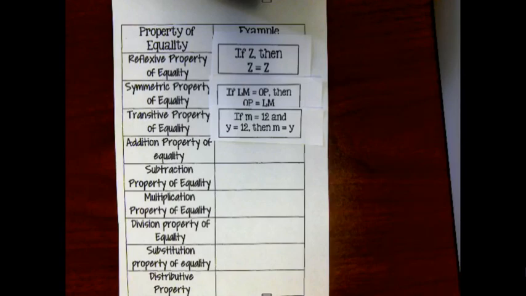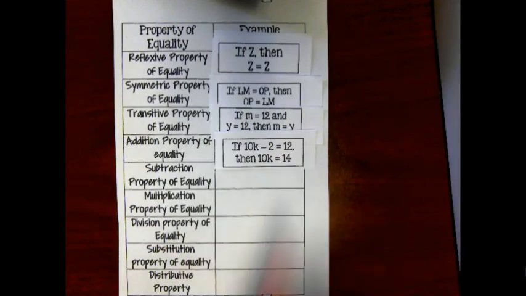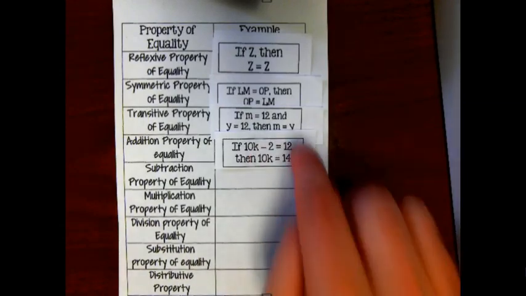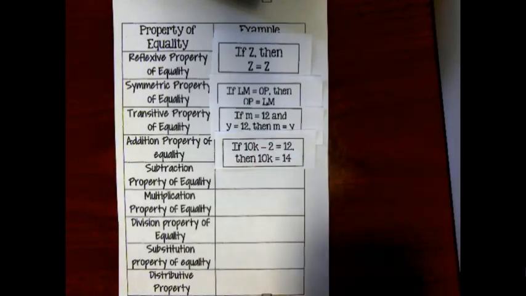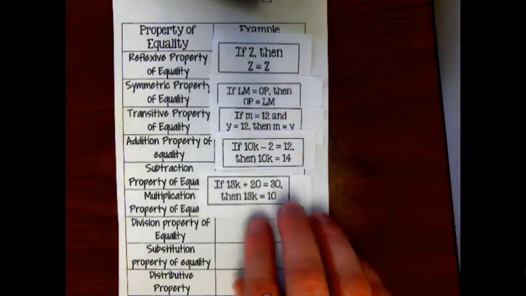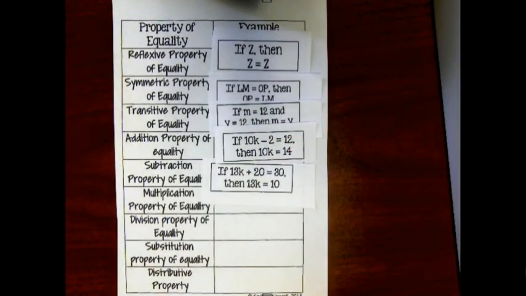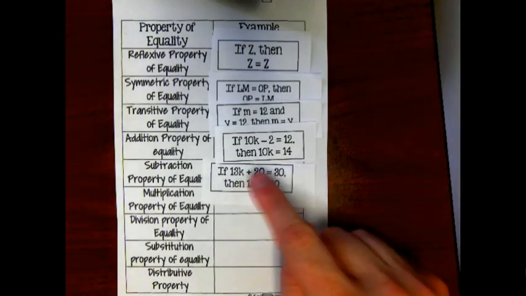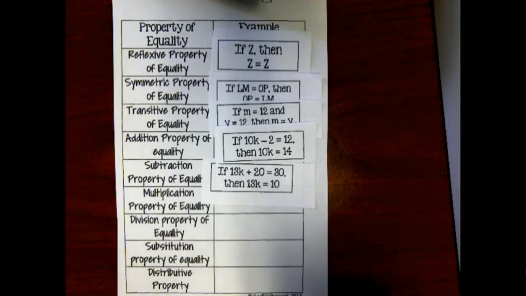Addition property of equality. If 10k minus 2 equals 12, then 10k equals 14, because I can add 2 to both sides. I add 2 to get rid of this minus 2. 12 plus 2 is 14, and that negative 2 cancels out. So 10k equals 14. Subtraction property of equality. If 13k plus 20 equals 30, then 13k equals 10, because we subtract 20 from both sides. So minus 20 to get rid of this plus 20, and it cancels out. And then 30 minus 20 equals 10, so 13k equals 10.